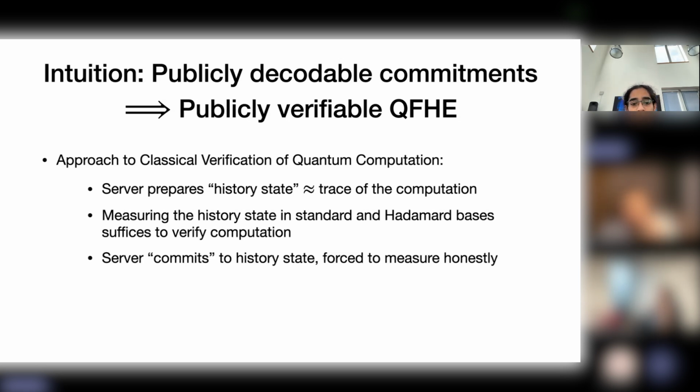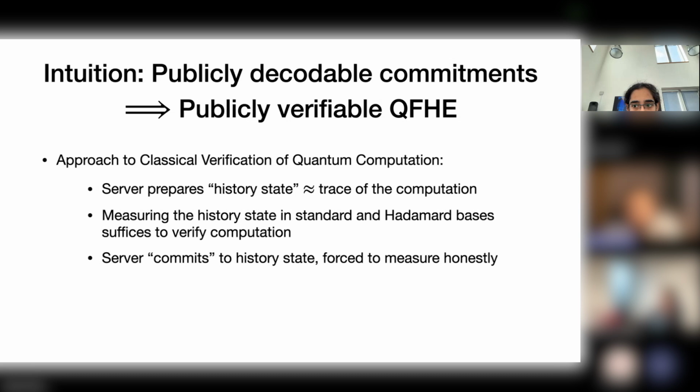And the way that we're able to, okay, so measuring the history state is a quantum thing in two different bases. That's a quantum thing. The verifier does not have quantum. So how do we get a classical verifier? What these schemes usually do is that the server commits to the history state, and then later it's forced to measure honestly. And since this commitment scheme worked with classical receivers, you have a classical verifier.